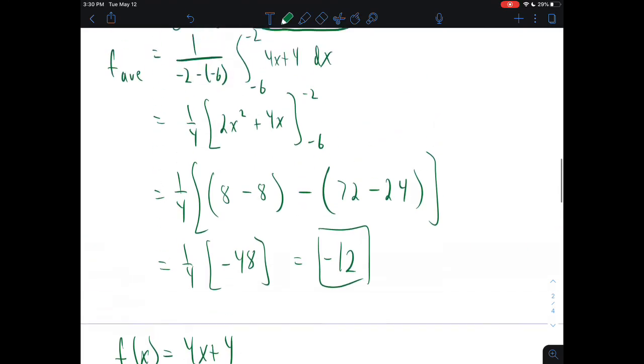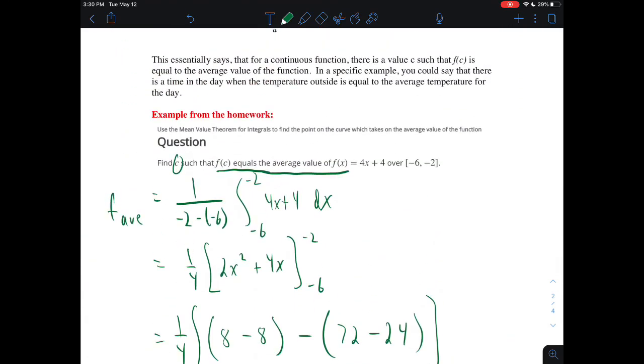And what this means is that we've got our interval from -6 to -2. When essentially x is equal to -4, somewhere in that interval, the function is equal to its average value. F of x is equal to its average.